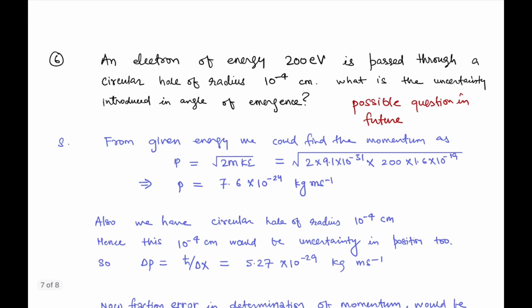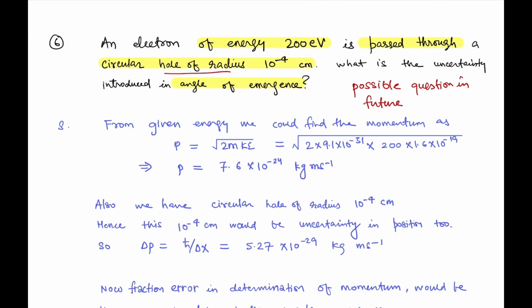Now let us move to the next question. An electron of energy 200 electron volt is passed through a circular hole of radius 10 to the power minus 4 centimeter. What is the uncertainty introduced in the angle of emergence? This is a very good question. It is being passed through the circular hole, or we could call it a slit. Circular hole, slit, and the radius is very small, that is 10 to the power minus 4 centimeter, which is in the micrometer range. So we are asked to find the uncertainty introduced in the angle of emergence.